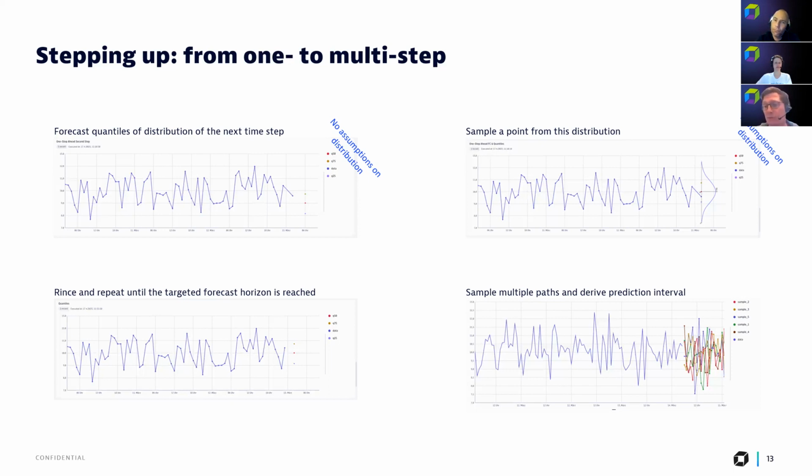So what can we do now? Well, we can sample from this distribution. We can sample 1 point from this distribution and then rinse and repeat, basically. So the new sample point becomes a point in our time series, and now we can make a prediction about the next point in time. This is not then a complete distribution, but it's one possible path that this time series can take.